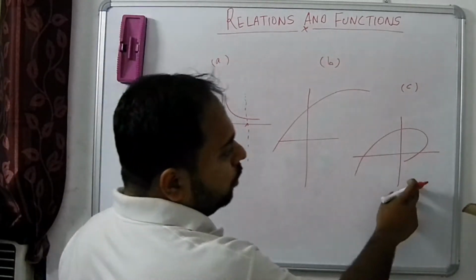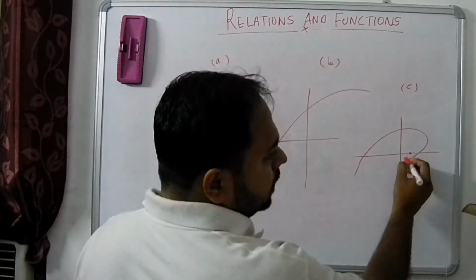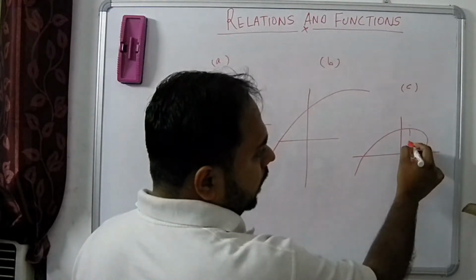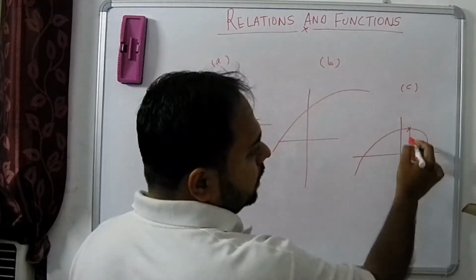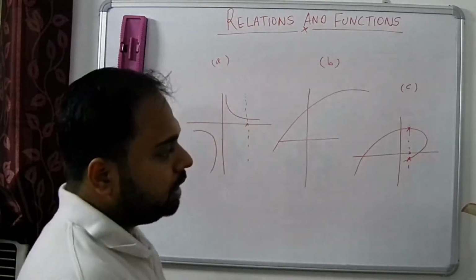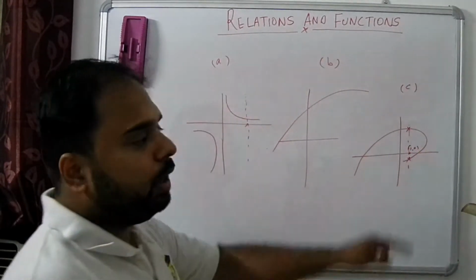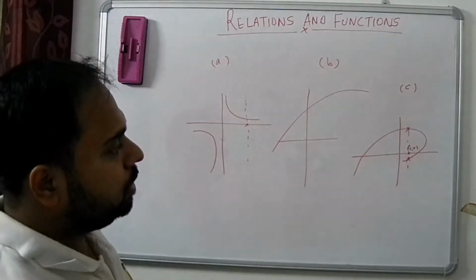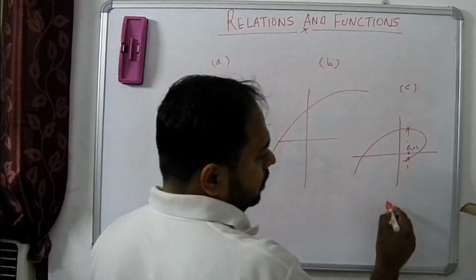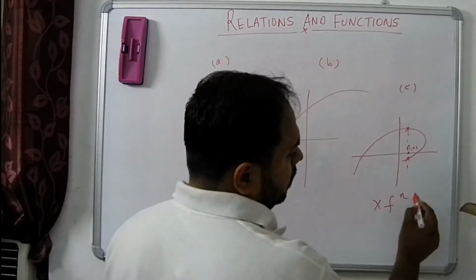Same thing here, but now for this case, let's see. We are saying this is the value of x, and we are drawing a line parallel to the y-axis. It's cutting at this point and this point, right? So for the same x value, say x is 1, we are getting two values of y, right? So this cannot be a function. This is definitely not a function. Not a function, right?